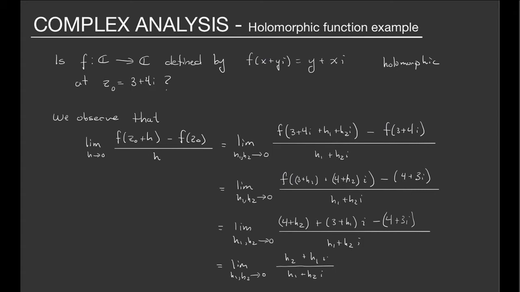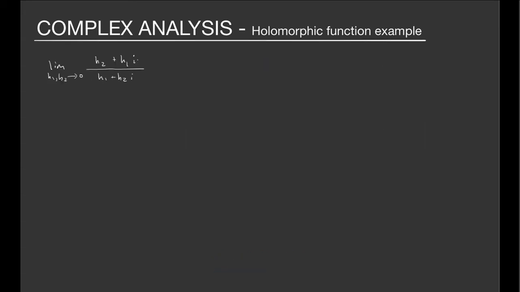I want to make note, if it wasn't clear, h going to 0 as a complex number is the same as saying both of its components are going to 0. So we're taking the limit as the corresponding h1 and h2 both go to 0. That's what it means for a complex number to go to 0. Now let's consider more closely what's happening with this potential limit. Now we want to find the limit or show that it doesn't exist.